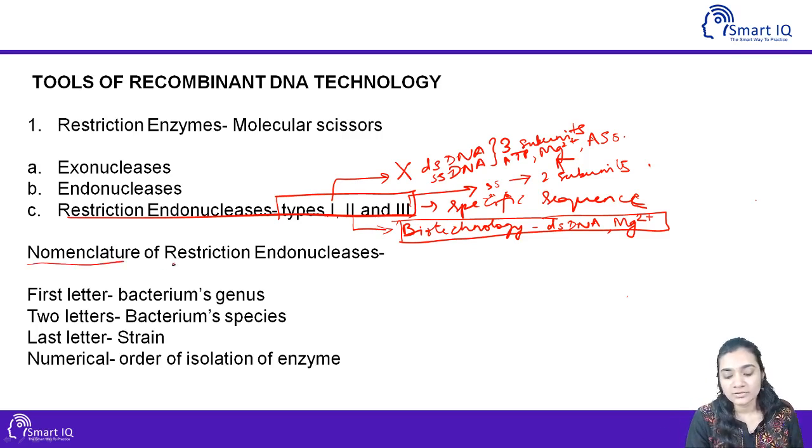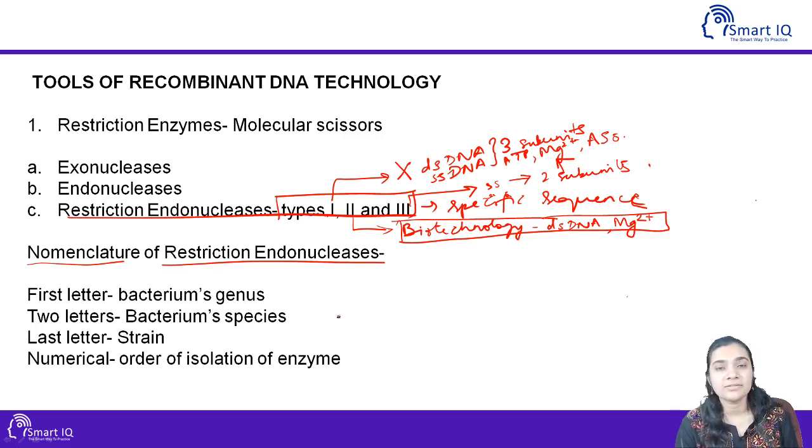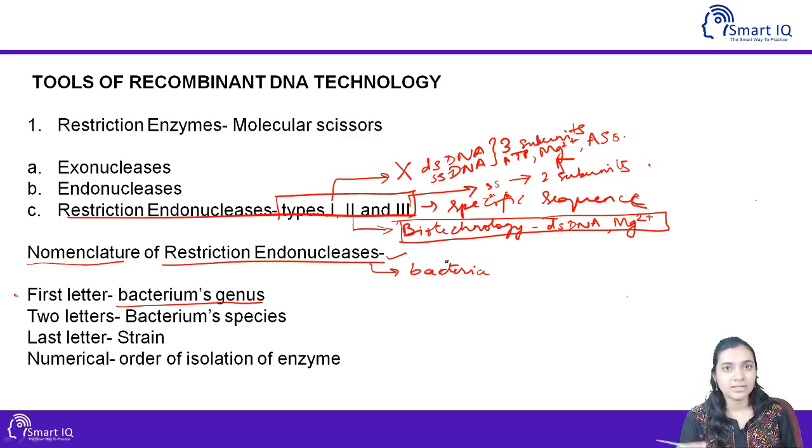Now, the nomenclature of restriction endonucleases. This may not seem like a very important thing, but there have been questions in the past about this in the question paper. So I think it is important for us to pay attention to how to name an endonuclease. Now, first the first letter is the bacteria's genus. Now you need to understand one thing here. The restriction endonucleases are usually derived from bacteria only, because bacteria carry plasmids. Bacteria are the only things that have plasmids. So these restriction endonucleases are used for cleaving the plasmids themselves. That is why both the plasmid and the restriction endonucleases source are bacteria.